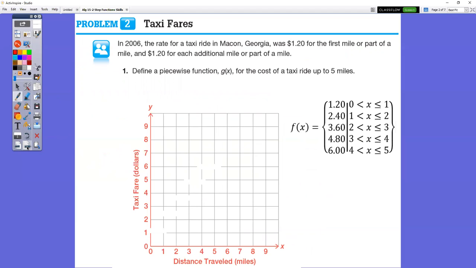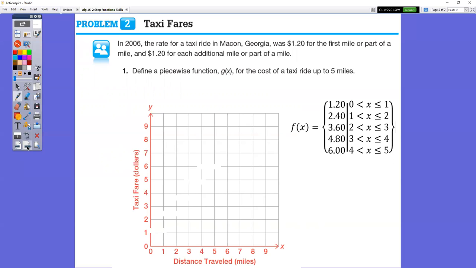The first one says, in 2006, the rate for a taxi ride in Macon, Georgia was $1.20 for the first mile, or part of a mile, and $1.20 for each additional mile, or part of a mile. So over to the right-hand side here, they're giving you the breakdown for a five-mile trip, all right? If you go anywhere from 0 miles up to and including 1 mile, so if you go a half a mile, how much are you going to pay? You're going to pay $1.20. If you go 0.75 miles, you're still going to pay $1.20. If you only go 0.1 miles, you're still going to pay $1.20.